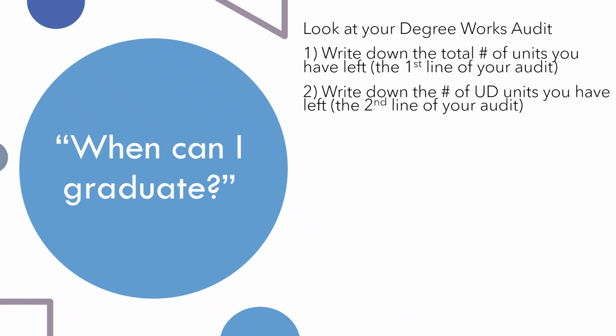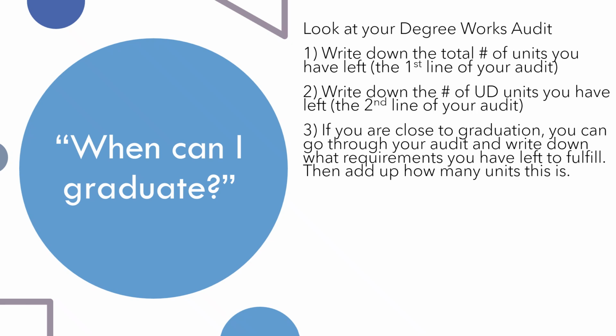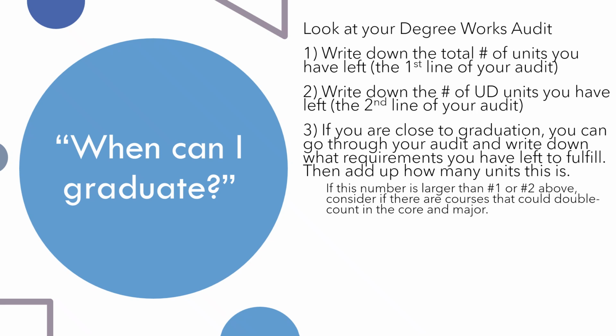You can also go through your audit and write down all of the major and core requirements that you have left to fulfill. Most of these requirements are satisfied with a 3-unit class, so you can then add up how many units you need to fulfill your core and major requirements specifically. If this number is larger than the number from number 1 or number 2, that is the total number of units you need, you can consider if there are courses that might double count in the core and major to reduce the number of units you need to simply satisfy your core and major requirements.